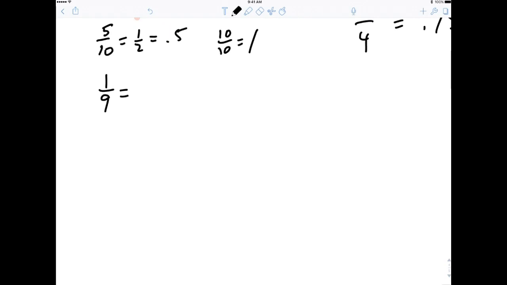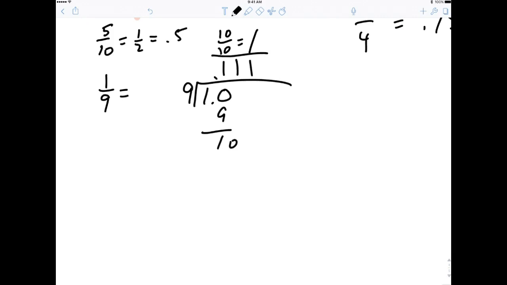That's right. So look right here. If I divided this out, 9 goes into 10 one time. 1 is just 1 repeated, correct? All right, so 1/9 is 0.1 repeated. What do you think 2/9 is? 0.2 repeated, thank you. All right. 3/9 is 0.3 repeated. Exactly.